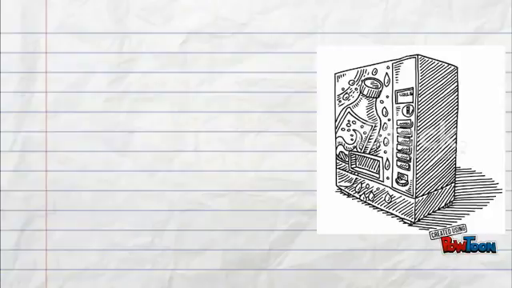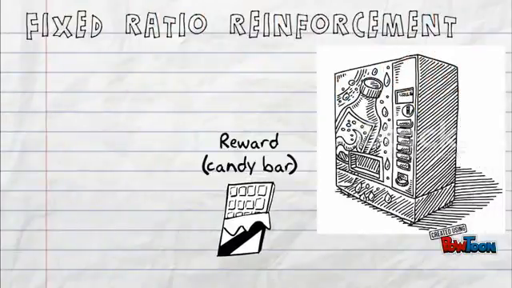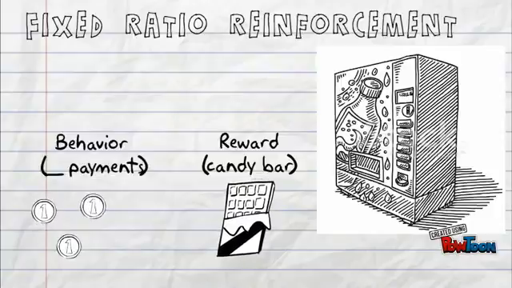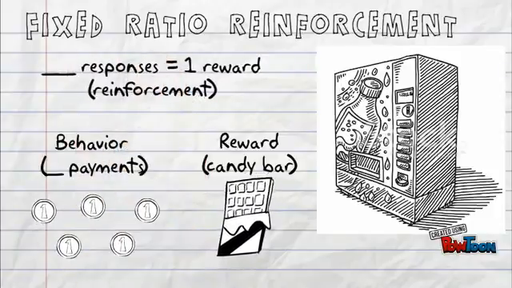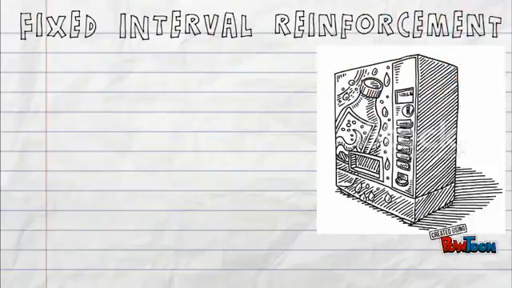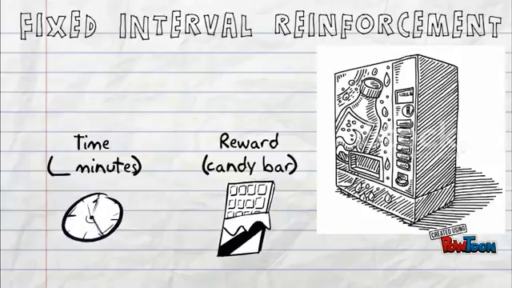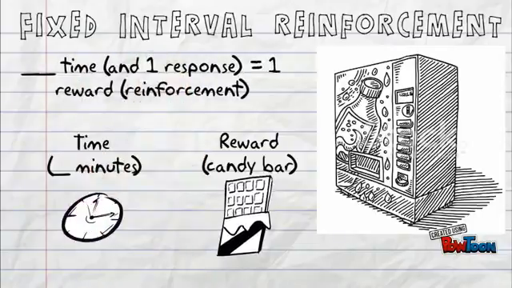If the vending machine had fixed ratio reinforcement, it would give a candy bar after a fixed number of payments, such as every 5 quarters put in. Every 5 times the customer shows the desired behavior, he is reinforced. The machine may also operate on a fixed interval schedule, meaning it will dispense a candy bar after a certain amount of time, let's say every minute, as long as a quarter has been put in. The customer is rewarded after 1 minute passes as long as he shows the desired behavior at least once during that time.